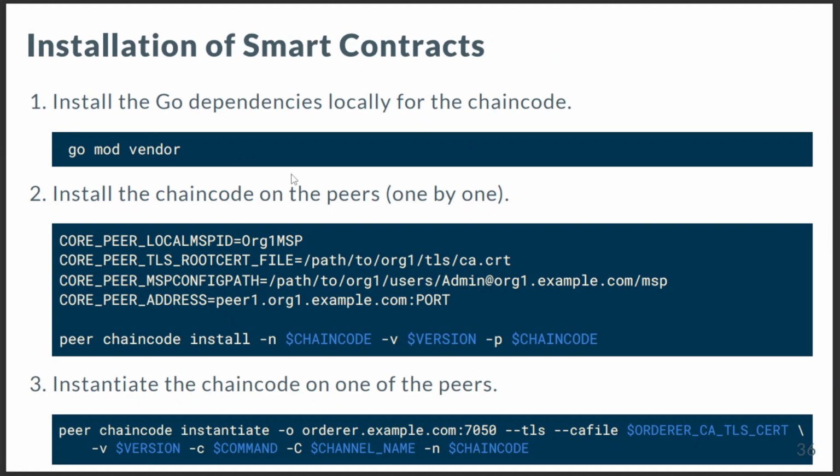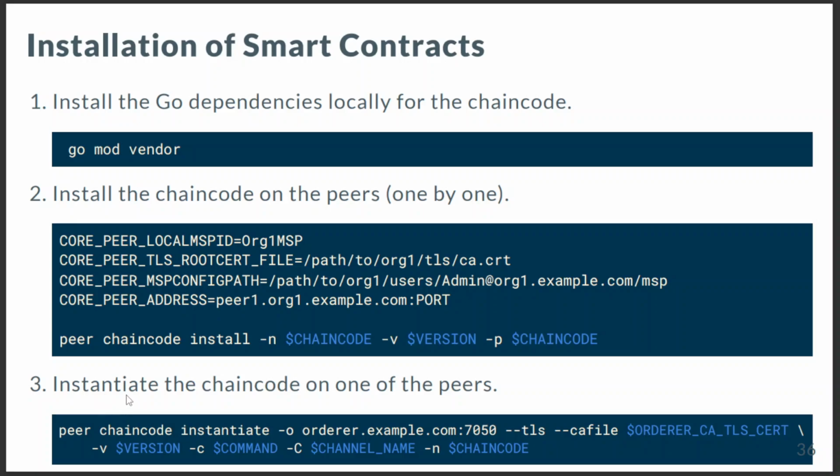And then we have the installation of the smart contracts. So remember that we ran the generate.sh script. That generate.sh script actually ran go mod vendor automatically. So we have just mentioned it here, in case you haven't done it yet, you can do it. And then we install the chain code. Same thing, we mention the details of the peer or organization and the peer where we are going to install it. And then peer chaincode install, -n the name of the chain code, -v the version of the chain code, and -p the path of the chain code, right?